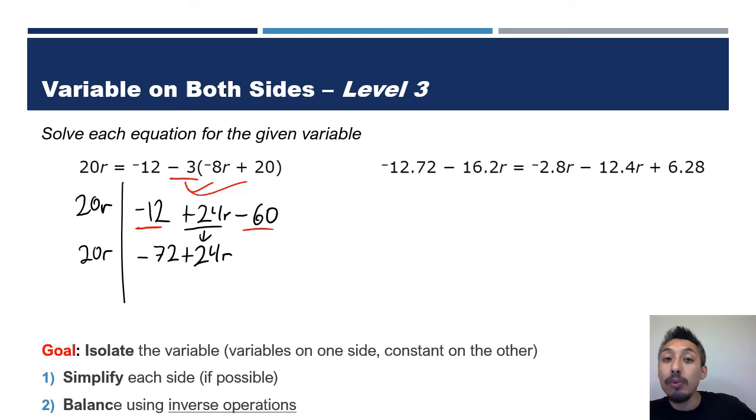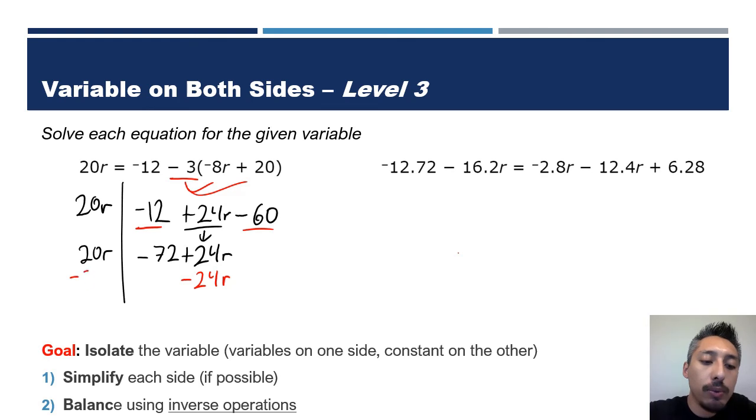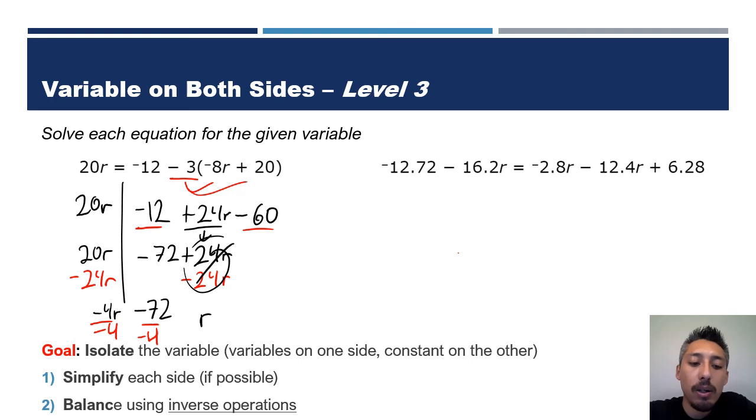Since I have 20r, we'll have a variable on the left side already by itself. I want to get rid of the variable on the right side. It's just going to save some time. To get rid of that positive 24r, let's go ahead and subtract 24r. Whatever we do to one side, we do the same thing to the other side. On the left side, we have a negative 4r. On the right side, we just have a negative 72, since this canceled out. And our final step here is going to be to divide both sides by negative 4, which gives us an answer of r is equal to a positive 18.